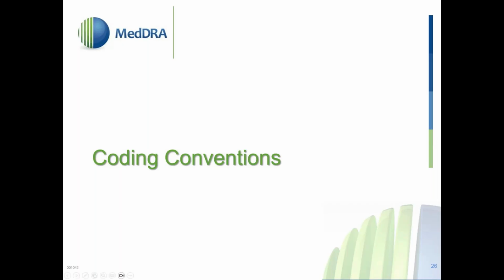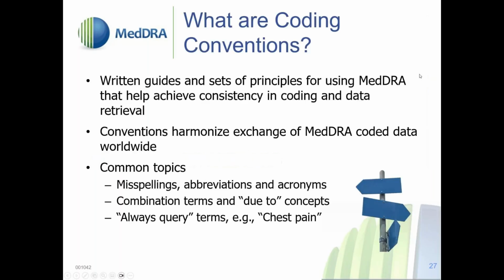Okay, awesome. All right, so why do we need coding conventions? Coding conventions are written guidelines and they are principles that guide you through how to use MedDRA to be specific in coding, but also to achieve consistency in coding. And I think consistency in coding is really, really important because the more consistent you are when you are coding like terms, the better the quality of your output for data analysis, because the higher the chance you'll have of grouping terms together that are similar. Conventions play a big role in data exchange harmonization on a global scale.